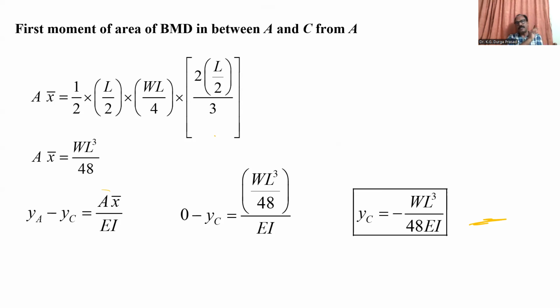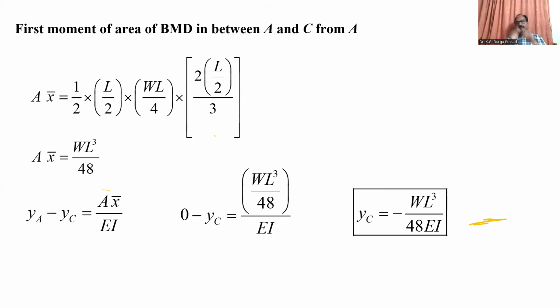As far as Mohr's theorem 1 is concerned, the change of slope between any 2 points of a beam is equal to the area of the bending moment diagram between those points divided by EI. You get the change of slope between the 2 points. Of course, of the 2 points, one must have a known slope value, such as 0, right? In such a case, you can easily find the slope.